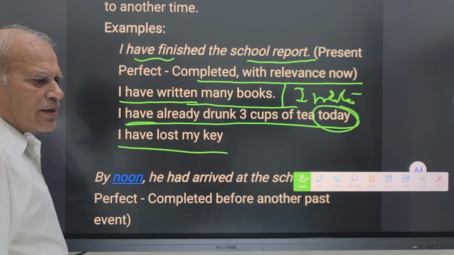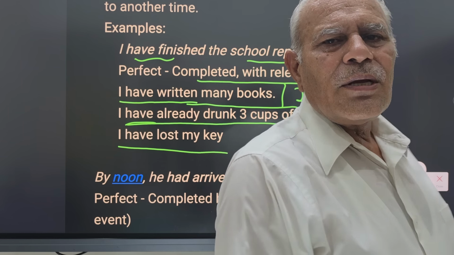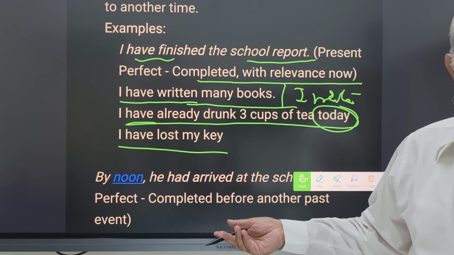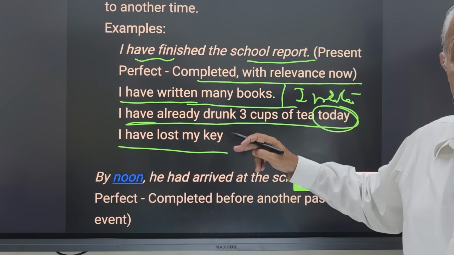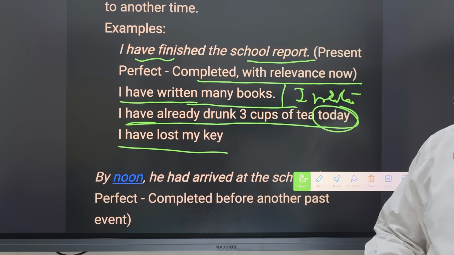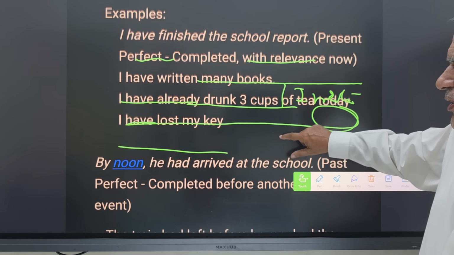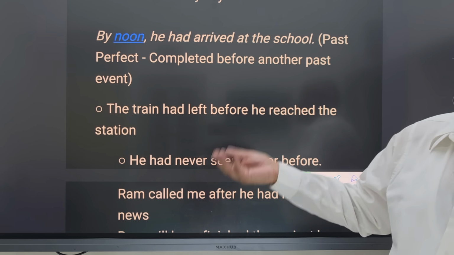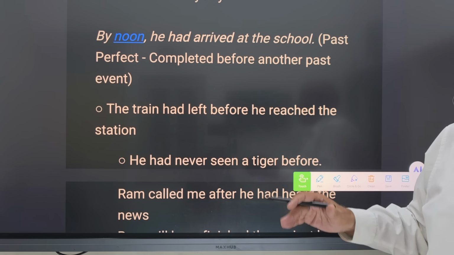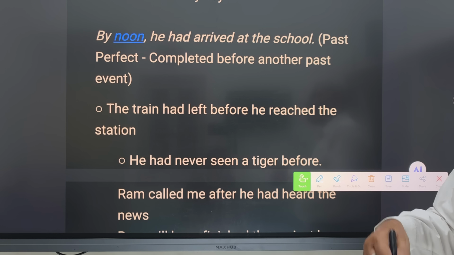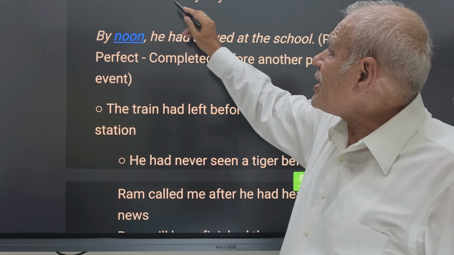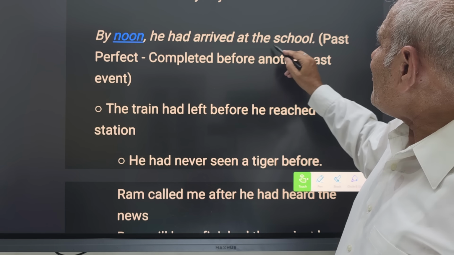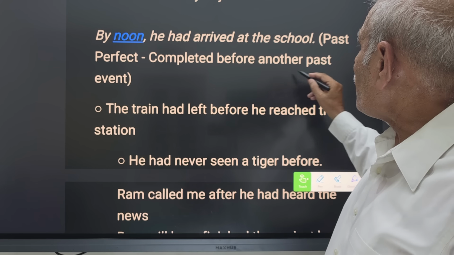I have lost my key. This is used for making announcements. Police have arrested the thief. I have lost my key. You don't know, but it has a connection with the present, that the key is not with you now. You have lost it. If instead you said, I lost my key yesterday, then one is not sure whether you have found the key or not. But when you say, I have lost my key, this means at present the key is not with you. By noon, he had arrived at the school. Past perfect, completed before another past event.